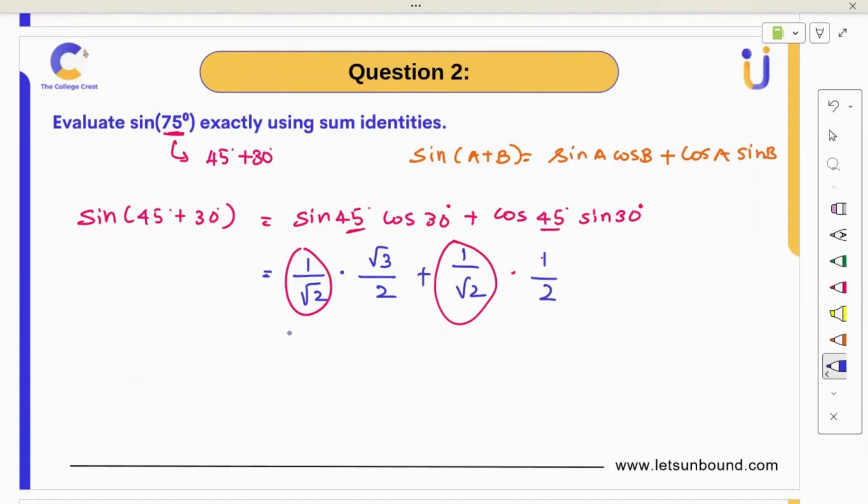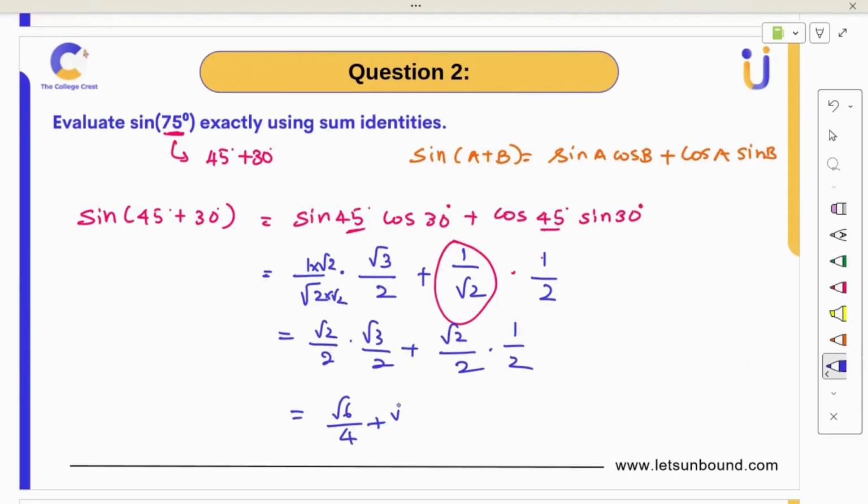So simplify. You can rationalize this, multiply by root 2 over root 2, and you will get root 2 by 2. The other one, sine 45, times root 3 over 2. Plus the same thing here, root 2 over 2 into 1 by 2. So it's root 6 by 4 plus root 2 by 4. And it's root 2 plus root 6 over 4, the simplified answer.